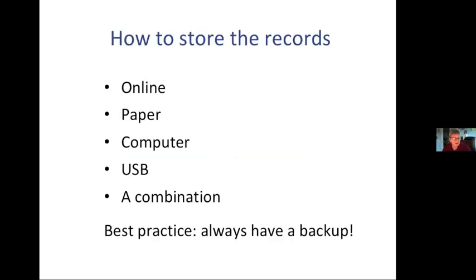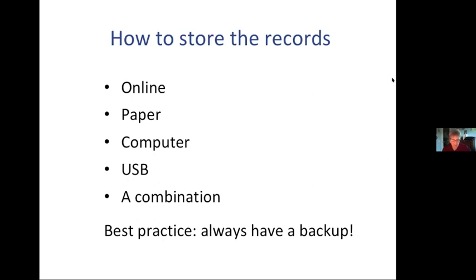So as for how to store your records, there's lots of options. You can store them online, you can store them in paper, you can store them in your personal computer, or perhaps you have a Strata Council computer. You can store them all on USB sticks. Some of us might still be storing them on computer disks. You can use a combination. But the best practice is to always have a backup. So no matter how your records are stored, always have a backup.